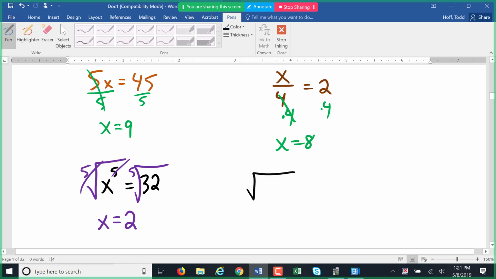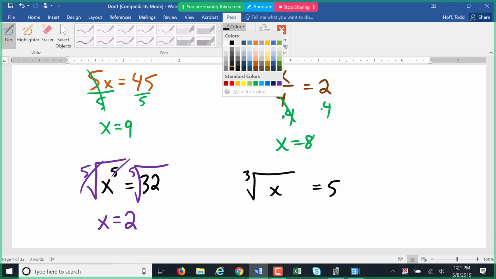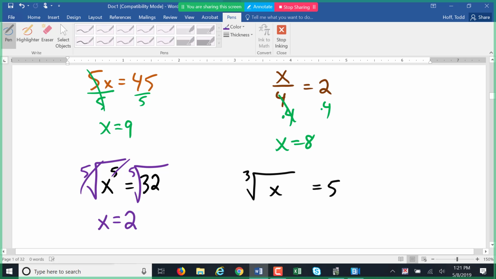If I had the third root of x is 5, that was built by taking the third root of x. What's the inverse of the third root? Power of 3. So the third root and the power of 3 cancel out. X equals 5 to the third power, which is 125.